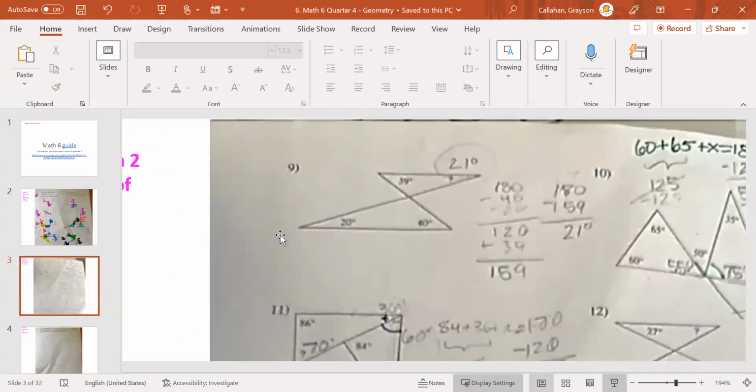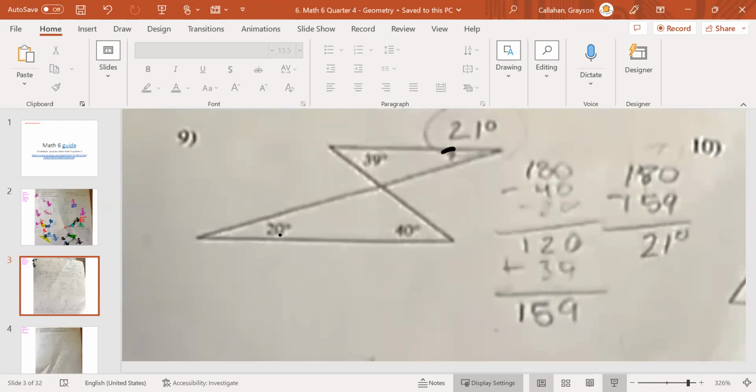So number 9. Okay, first things first, one thing you need to know about this, Grayson, is that in any triangle, the sum of the angles is 180 degrees, right? If you have two of the angles, to find that last angle, you always take 180 degrees minus angle 1 minus angle 2 to find angle 3. Do you see that? Okay, so let's take a look at this.